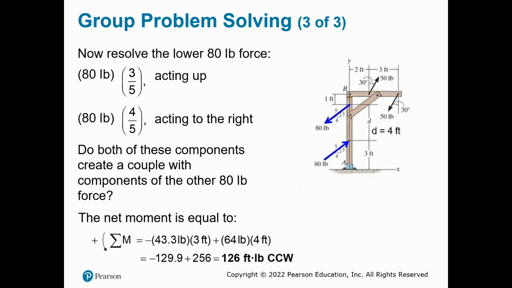And then same thing, that's the 80. We're breaking that 80 into the horizontal and vertical component, and only the horizontal component is generating the couple, the moment. Okay. So we're going to put that together. You have that vertical component of that 50 times the distance between them, which is 3 feet. That's where that comes from.